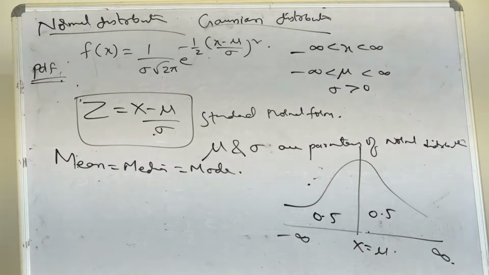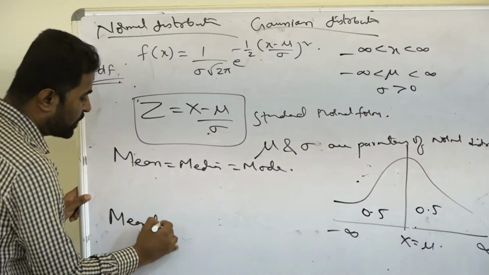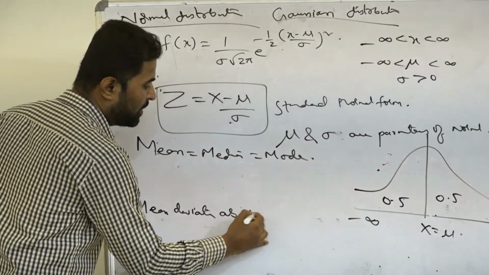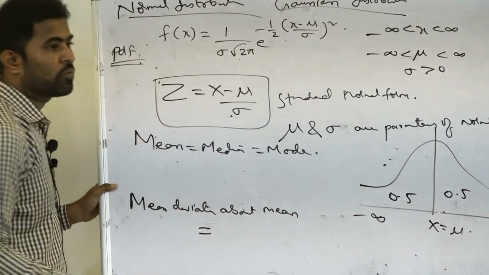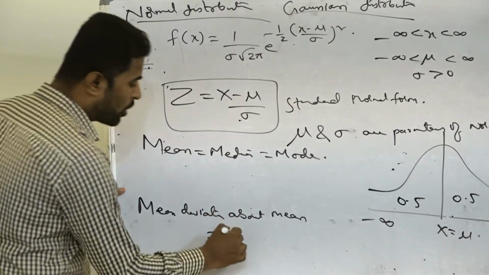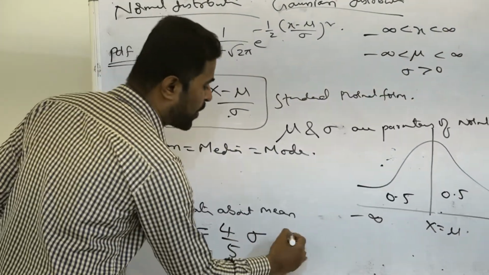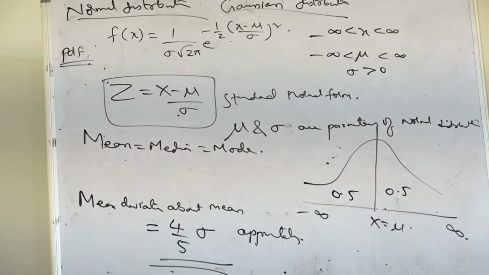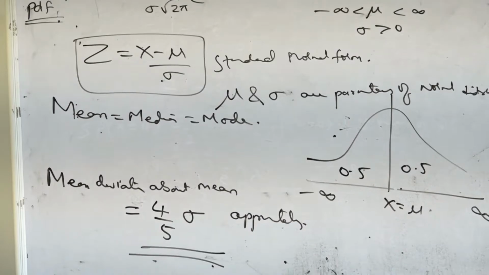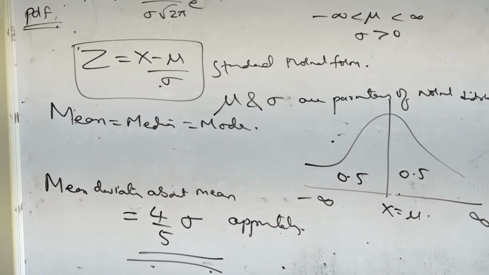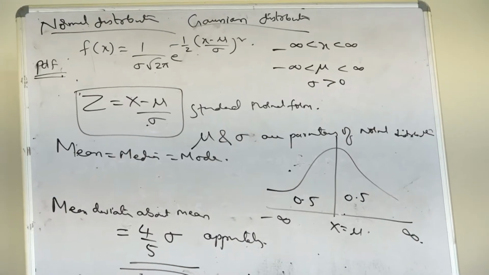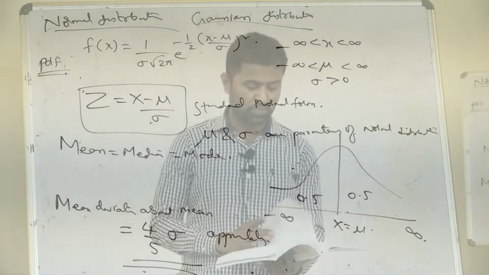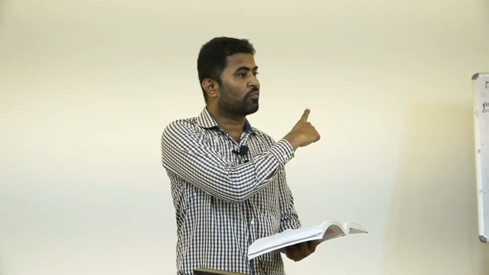The next, mean deviation about mean. Mean deviation about mean is approximately 4 by 5 times of standard deviation. So whenever the problem is given in terms of x, you have to change it to z first by using the standard normal form. Then we have to see the standard normal distribution tables to get the answer.